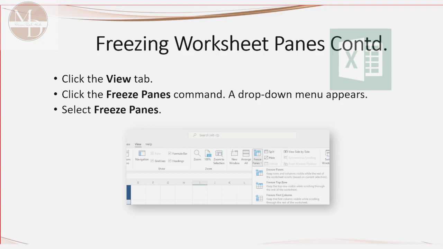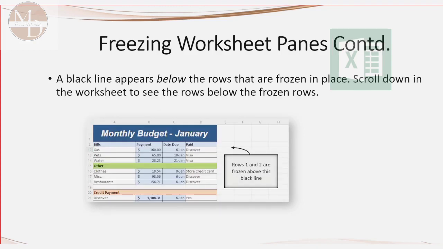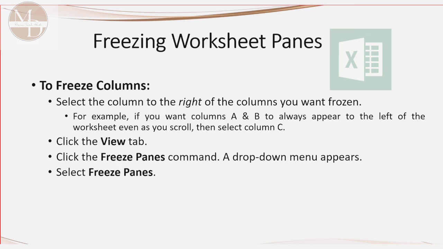I've explained the View tab and freezing for the rows. I've already practicalized this. Now you already see the black line, just like you see in the screenshots. Now to freeze columns, what we froze is the row. Now we want to freeze columns. Select the column to the right of the column you want to freeze. For example, if you want columns A and B to always appear, you click column C.